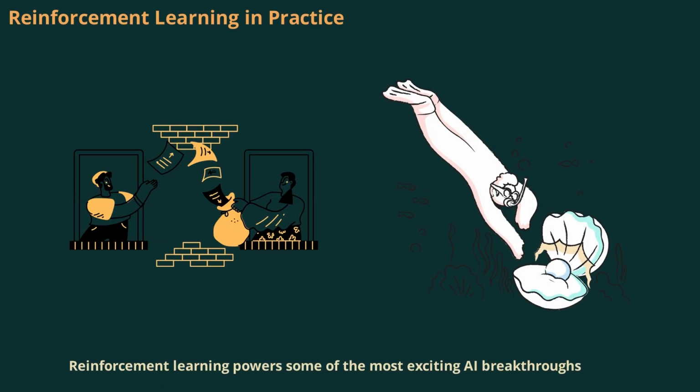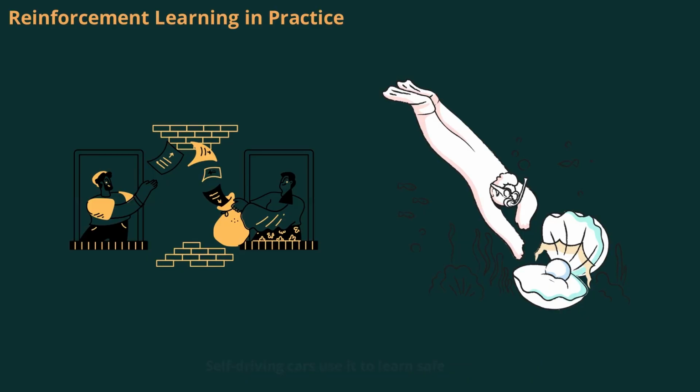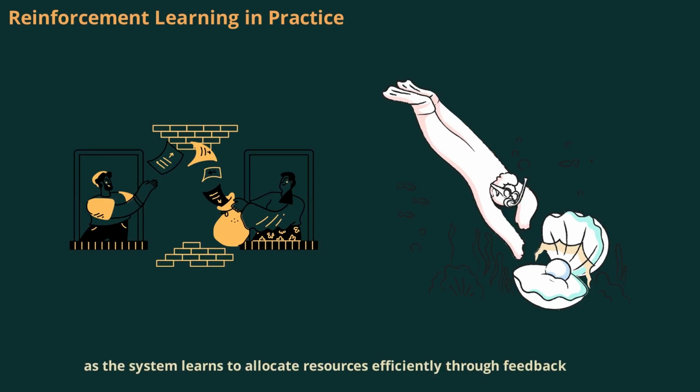Reinforcement learning powers some of the most exciting AI breakthroughs. Game-playing AIs like AlphaGo and chess engines learn strategies by playing countless games. In robotics, reinforcement learning teaches robots to walk or manipulate objects. Self-driving cars use it to learn safe driving policies by interacting with simulated environments. Even resource management in data centers can be optimized using reinforcement learning, as the system learns to allocate resources efficiently through feedback.